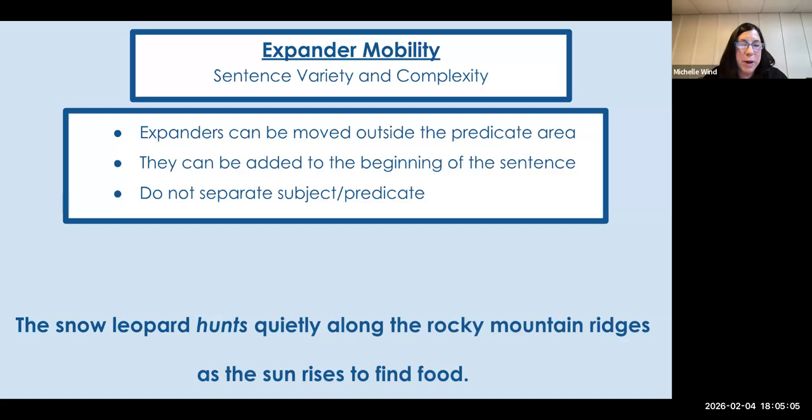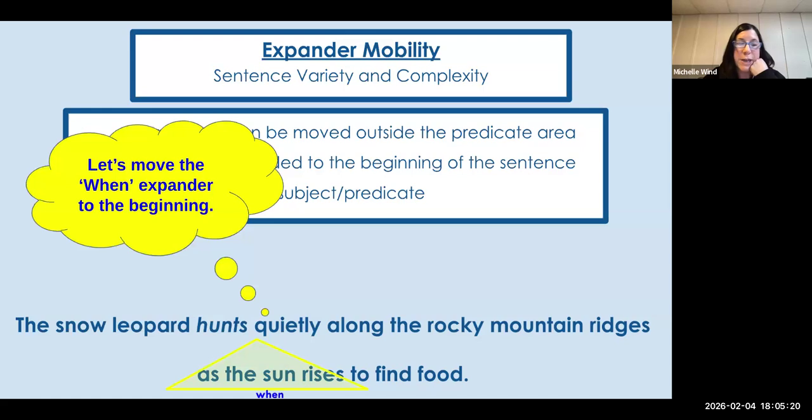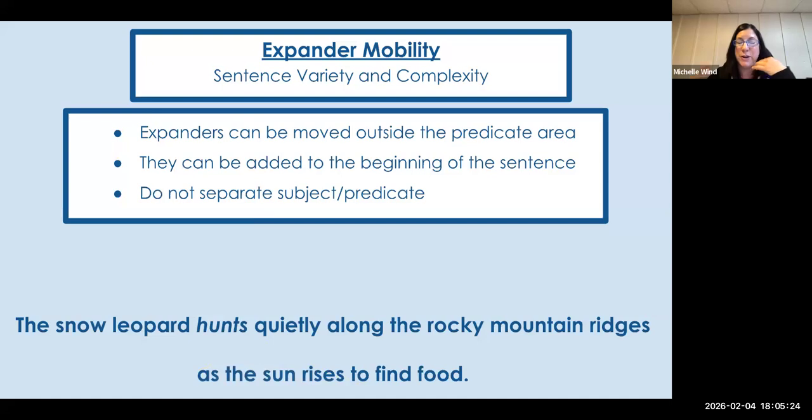We wanted to touch a little bit on mobility, just showing that the expanders can be moved outside the predicate area and be added to the beginning of the sentence. You typically don't want to separate that subject and predicate, but we'll just show you an example of this. We could take that when expander. And again, as you know, we're using this functionally.